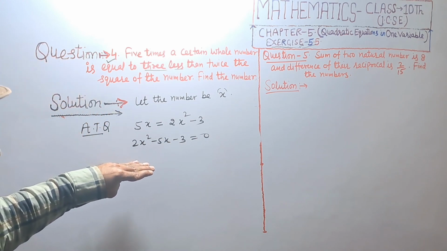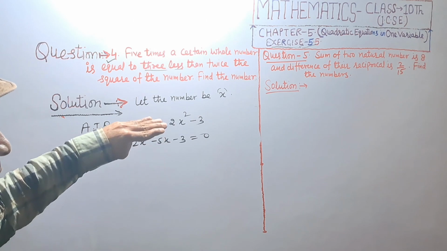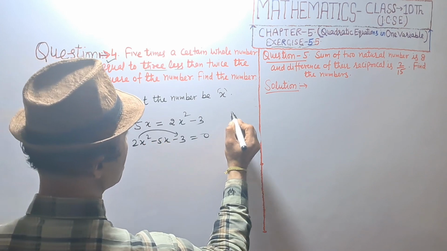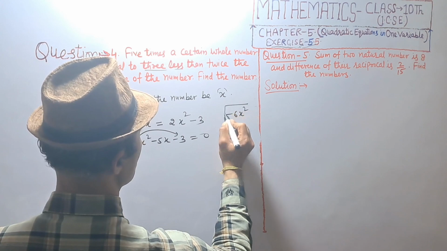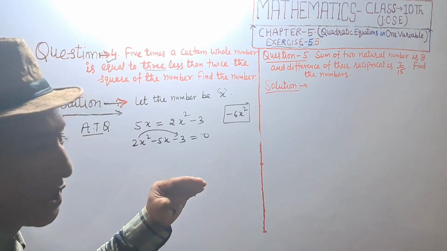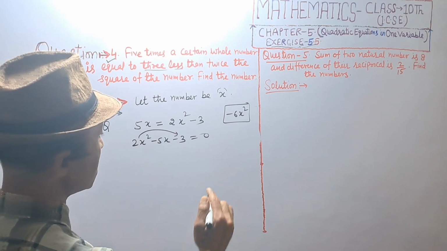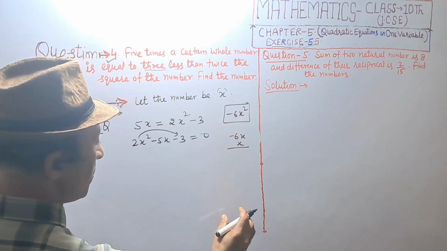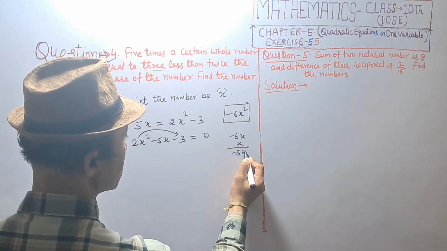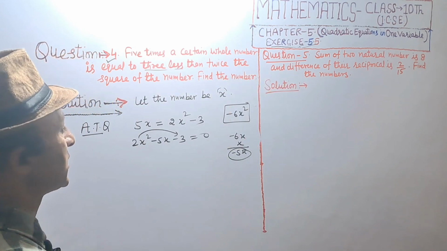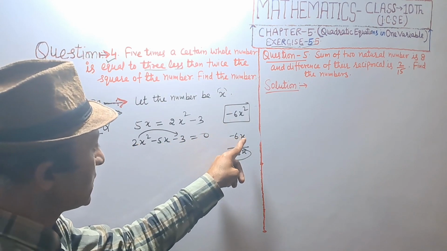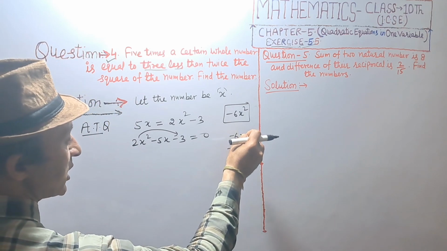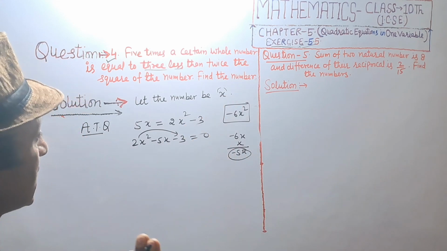It's a quadratic equation and we are splitting the middle term. Product of first and last is equal to minus 6x raised to power 2, and we are taking two numbers, minus 6x and plus 1x. Their addition is equal to minus 5x and their product will be minus 6x square.